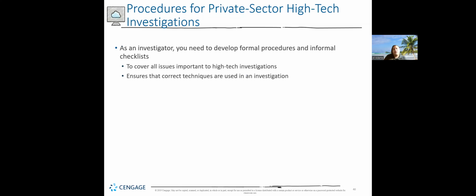As an investigator, you develop formal procedures and informal checklists to cover all issues important to high-tech investigations and ensure that correct techniques are used. You would make your own checklist: do I have this or that? Is this one checked off? Do we pick that up? Do we get that? Things like that. But you'd do this as you go on the job. It's not something you do from day one; you make it up as you go until you get really comfortable and familiar with it.